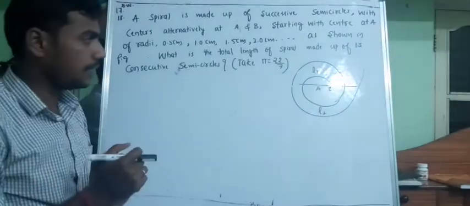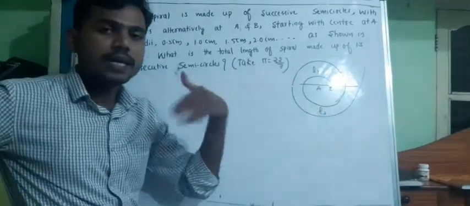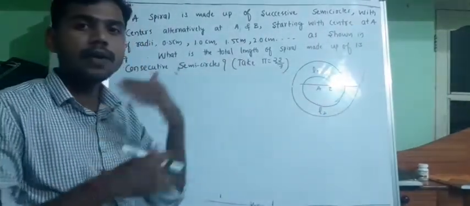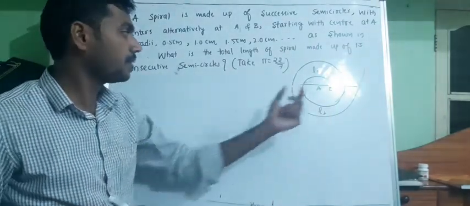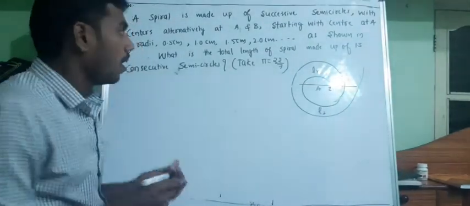What is the total length of the spiral made up of 13 consecutive semicircles? See how the radii is increasing. It is increasing by 0.5 centimeters. We need to find the total length.